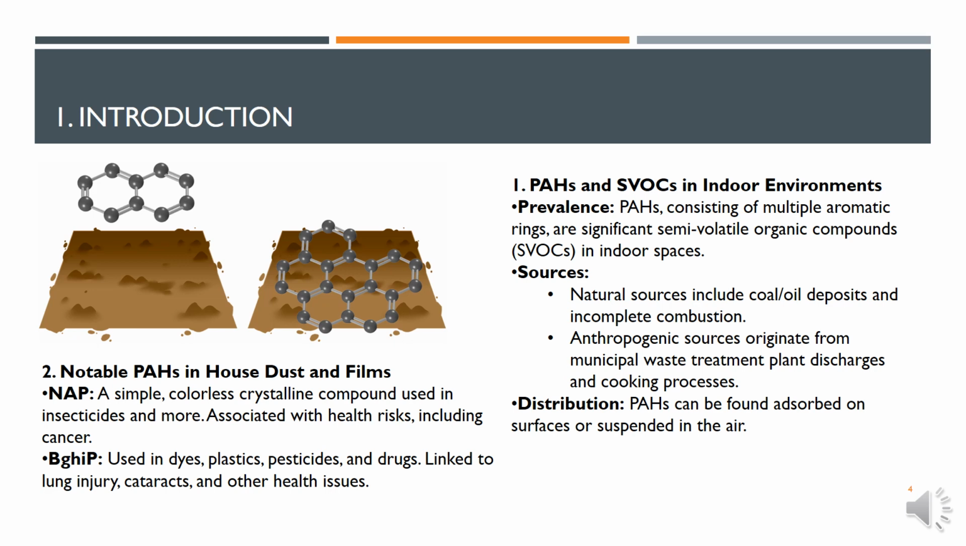Polyaromatic hydrocarbons, or PAHs, are a type of chemical made up of multiple rings. They are often found in indoor air and come from different places: natural sources such as coal or oil, things like burning, and human-made sources like what gets dumped from waste plants or cooking in our kitchen. The chemicals can stick to things or float in the air.